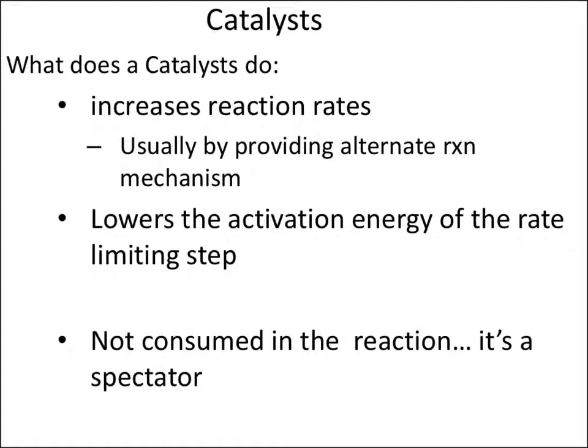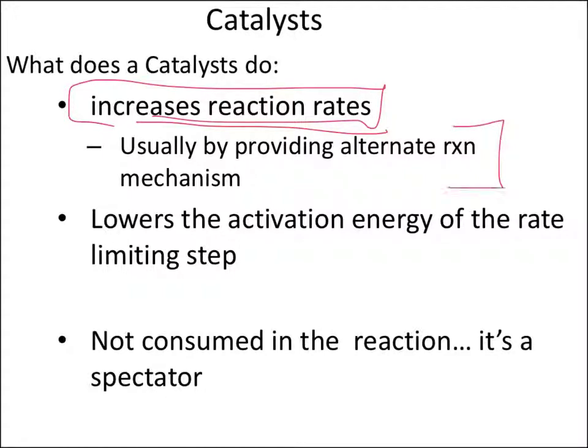Now, normally what a catalyst does, it's going to increase the reaction rate, all right? So that's basic number one. It's going to increase the reaction rate, and then the question becomes how, right? It makes reactions occur faster, but how? And then what we see is that it could actually do it one of several ways. It can provide an alternate reaction mechanism, right?